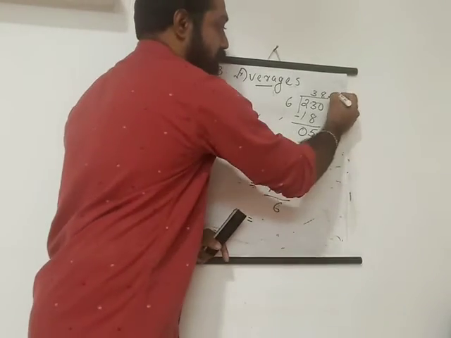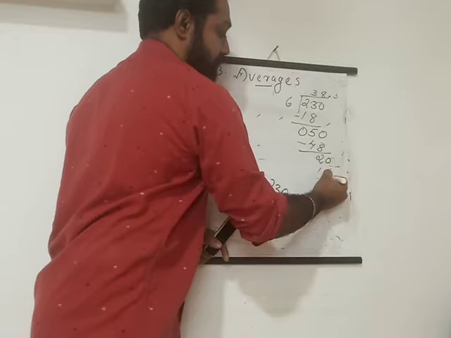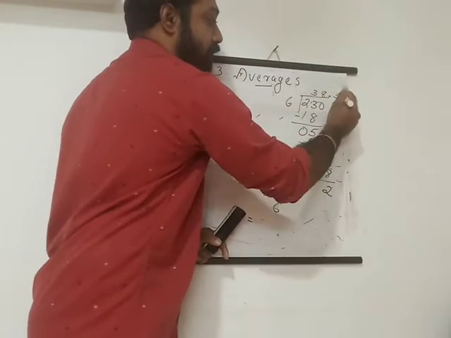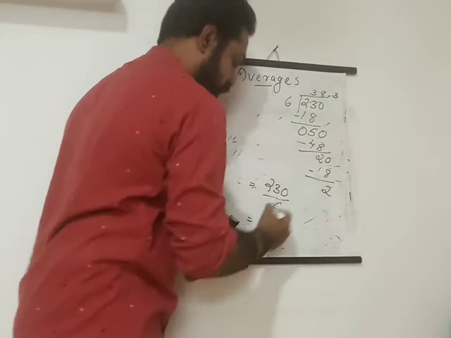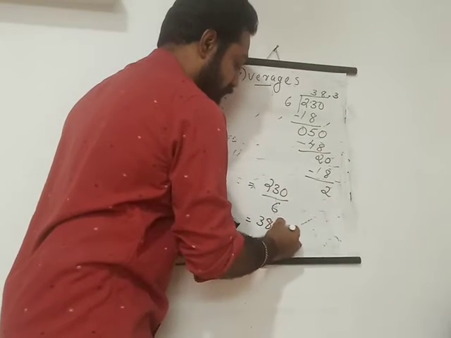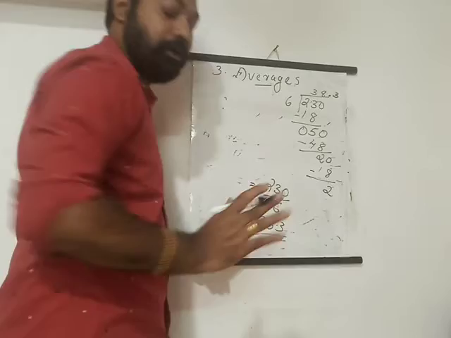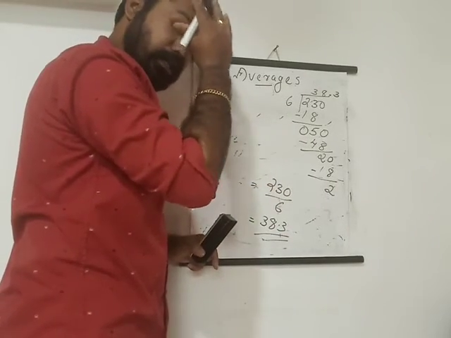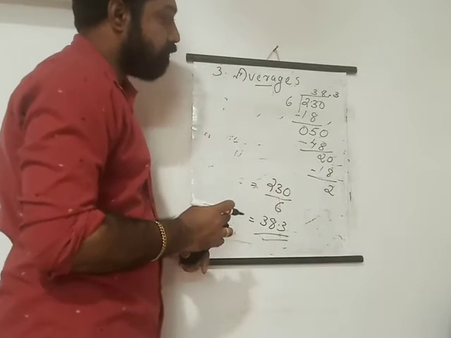Okay, so now how many times? 3 6s are 18. Then again we will get the same. So what will happen is it will continue that way. So we can write it this way, 38.3. We don't need to go further. We can stop here, 38.3. Only one decimal place we need. Okay, 38.3. This way we will get the answer.